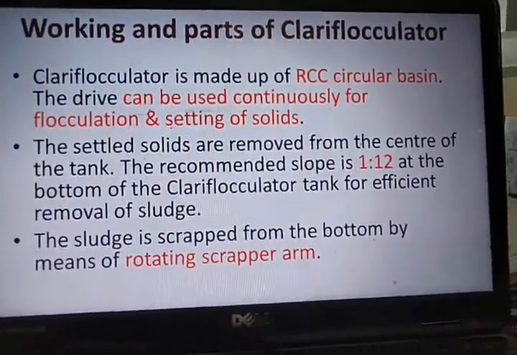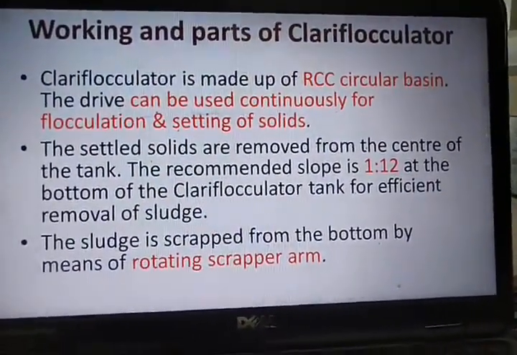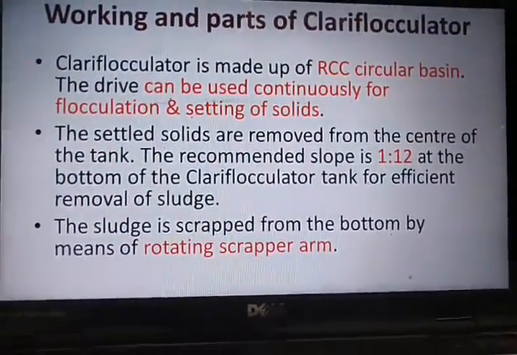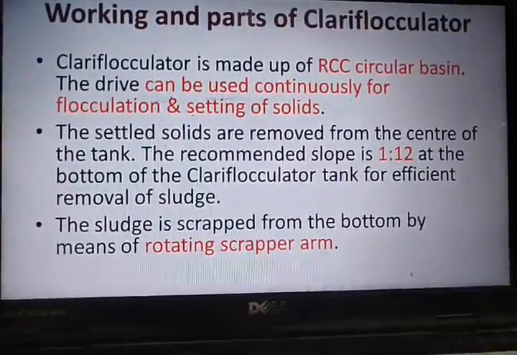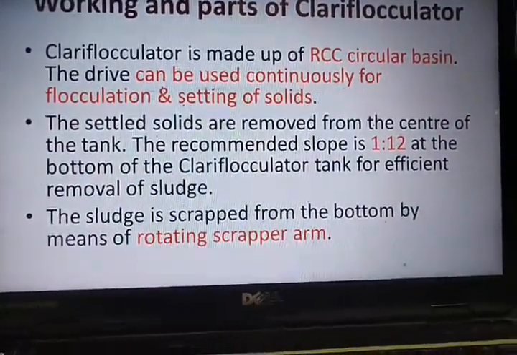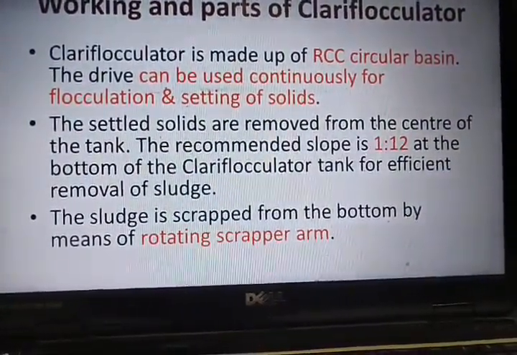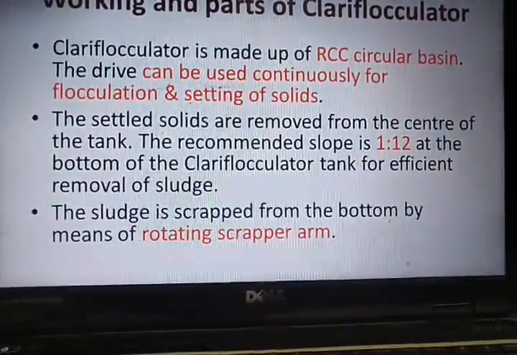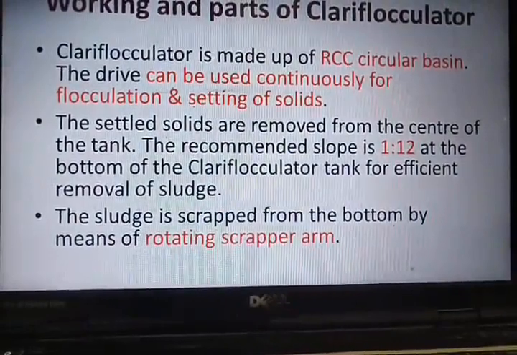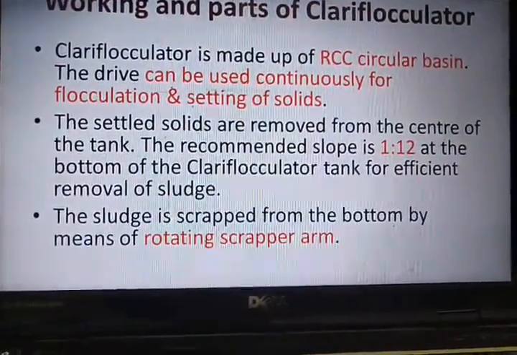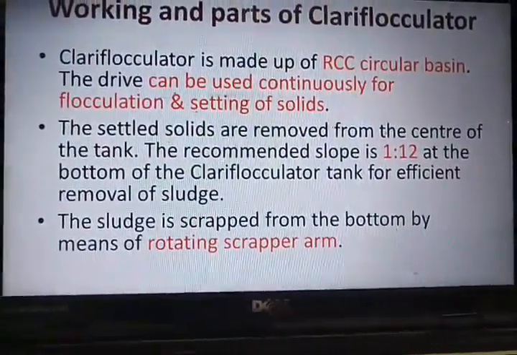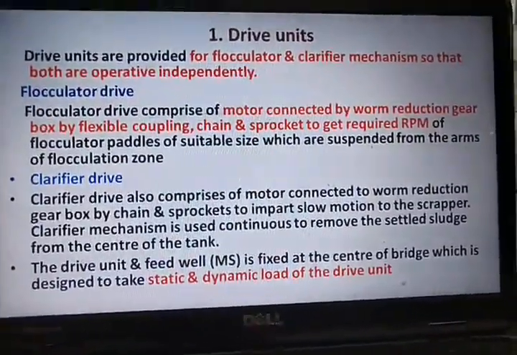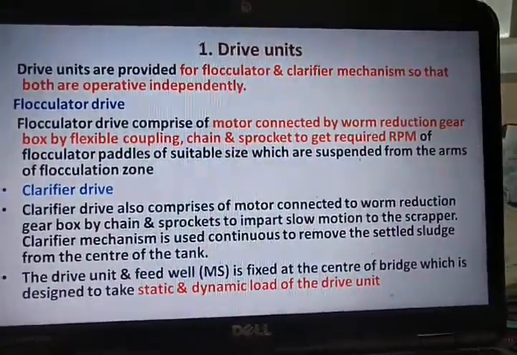Now let us see the different parts and working of this clariflocculator. It is made up of a circular RCC basin which is fitted with a motor. Like I told you, the recommended bottom slope is in the order of 1:12, to facilitate removal of the sludge, and it has a rotating scraper arm to scrape the sludge settled at the bottom. It has two drive units.